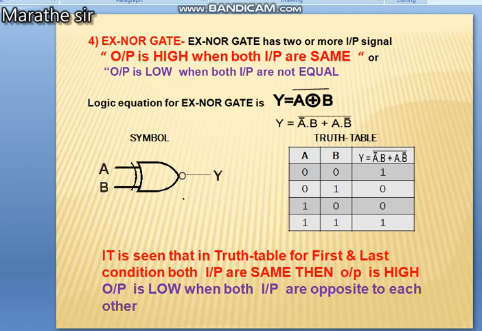Now the fourth type of the derived gates is shown here, that is called the XNOR gate, that also has two or more input signals. Its logical statement is that output is high when both inputs are same, or output is low when both inputs are not equal. Basically, the XNOR gate is the complement of the XOR gate.